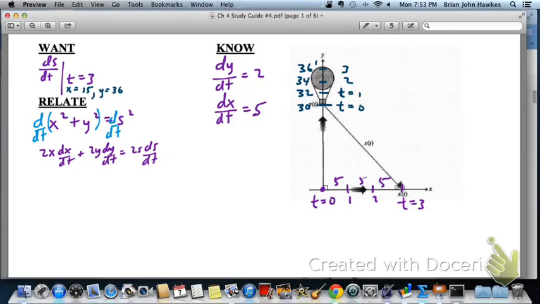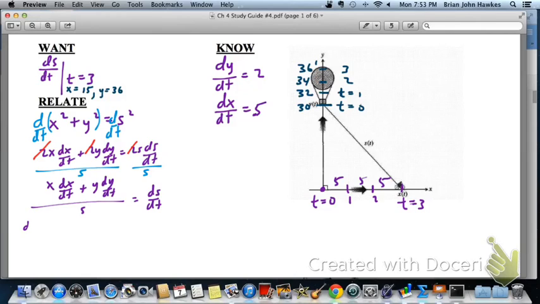I'm going to divide every term by 2 so I can cancel those 2's. We're looking to solve for ds/dt, and so we can divide both sides by s. And when we divide both sides by s, we get x dx/dt plus y dy/dt, all over s, and that's equal to ds/dt. Okay. Well, the ds/dt at the precise moment when t is equal to 3 is equal to this.